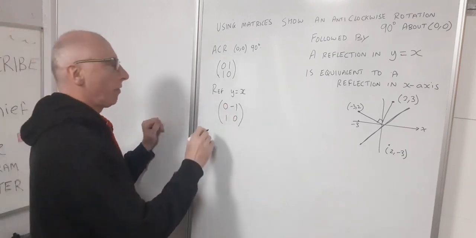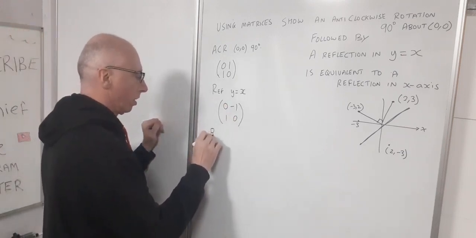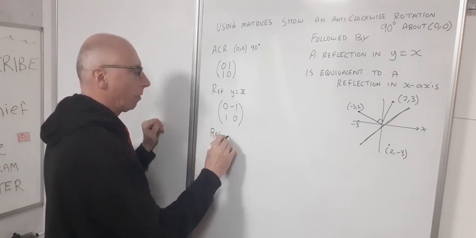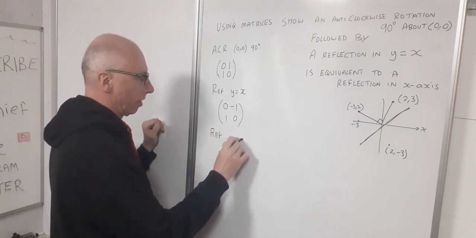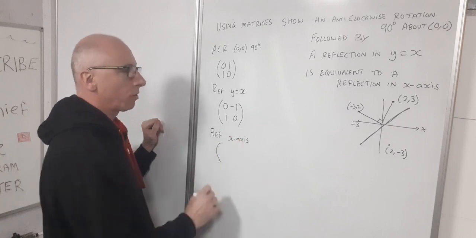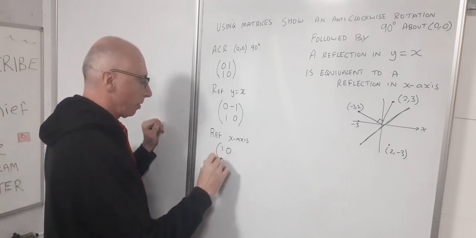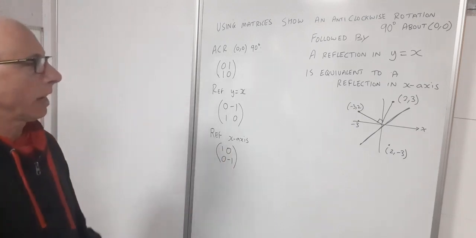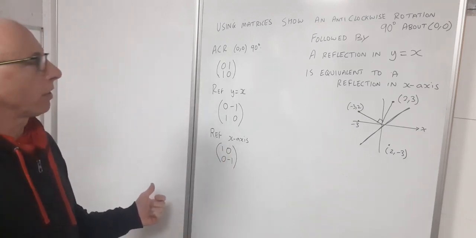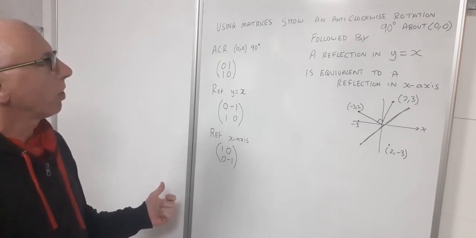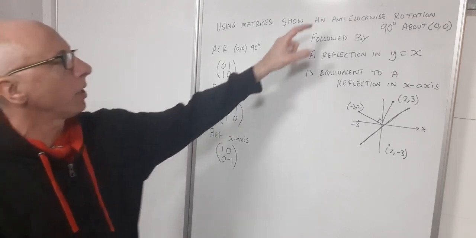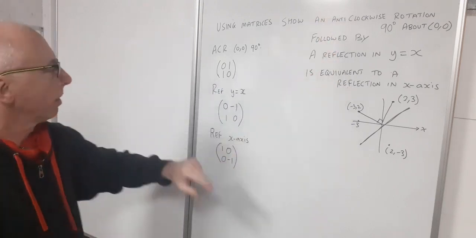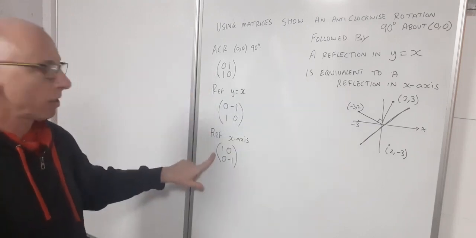And then a reflection in my x-axis, that one as a matrix is [1, 0; 0, -1]. Okay, so that's my ground values for my matrices. Now what I want to do is to show that doing these two will be the same as that. So these two together will be the same as that.